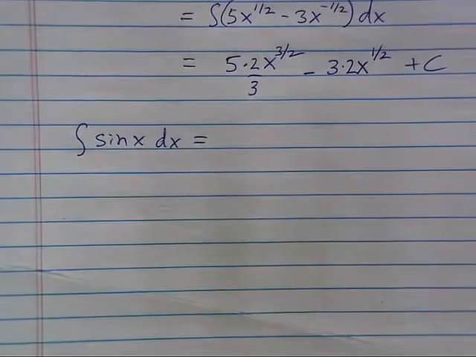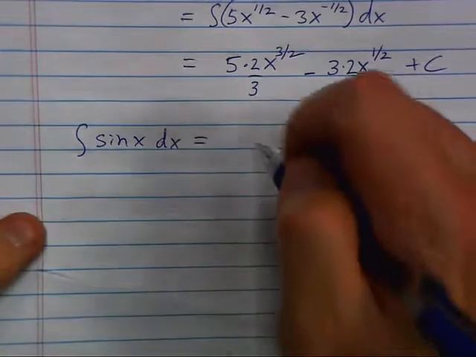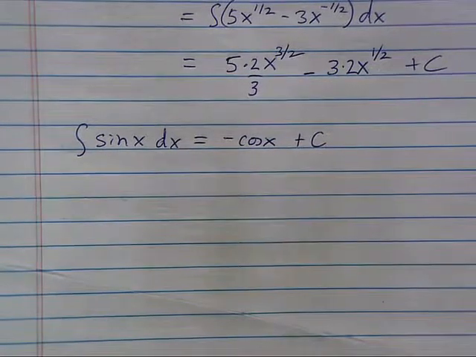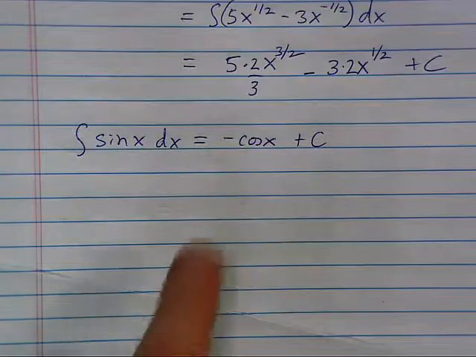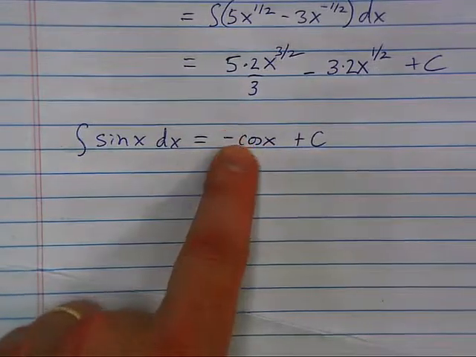What's the antiderivative of sine x? Cosine x. Nope. The derivative of sine is cosine. What's the antiderivative of sine? Negative cosine. Why negative cosine? Because the derivative of cosine x is negative sine x. So if I want to get a positive sign, I've got to have a negative sign to begin with. The derivative of cosine would be negative sine, so I would have negative and a negative to get my positive back.